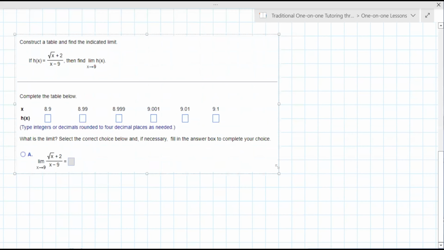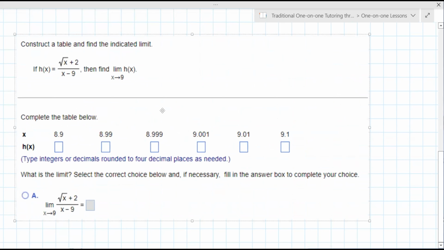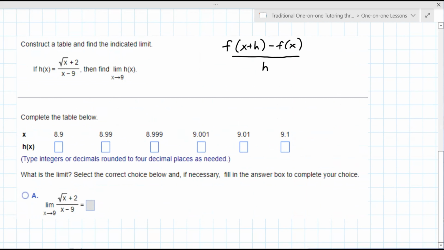All right, so question number 2 says to construct a table and find the indicated limit. So there's quite a bit that's implied here that you don't know, but you're supposed to be using the following formula: f of x plus h minus f of x over h, or a variant on that, f of b minus f of a over b minus a. But that's where we're going in terms of what you're supposed to do here.